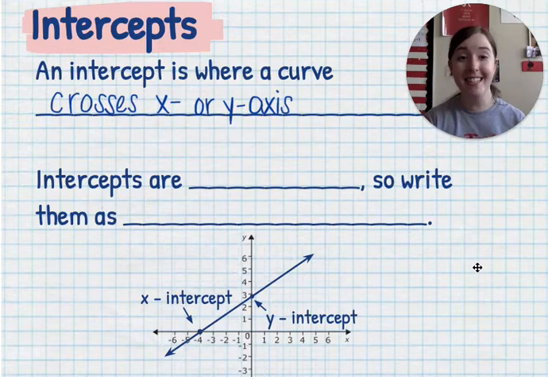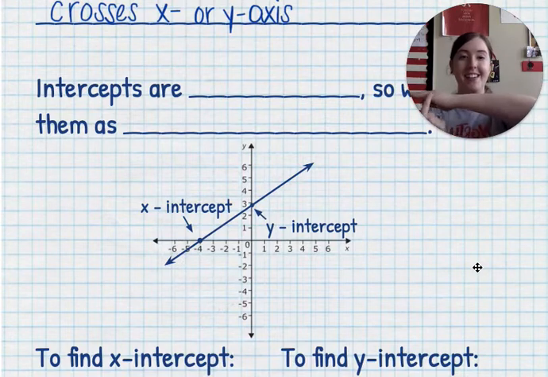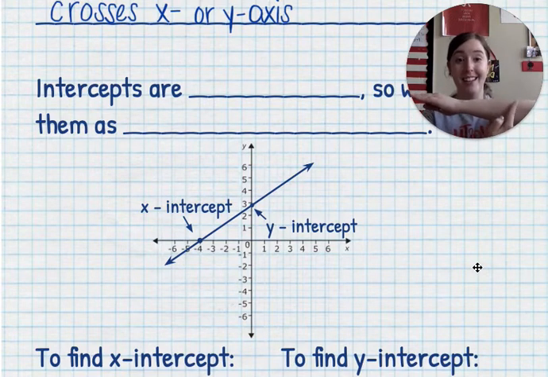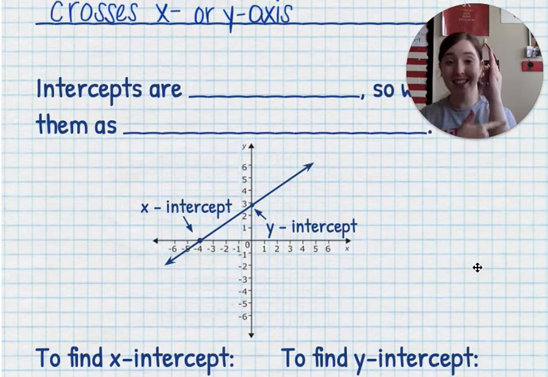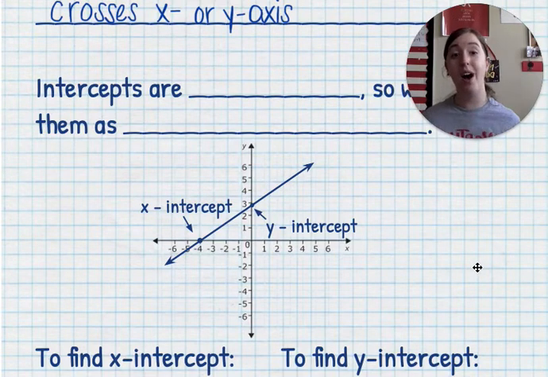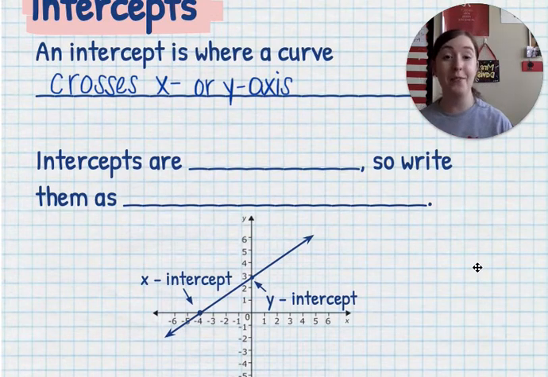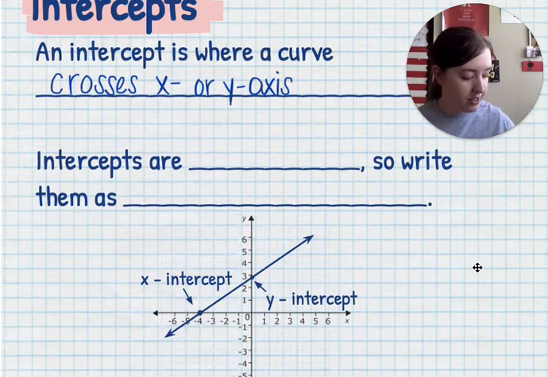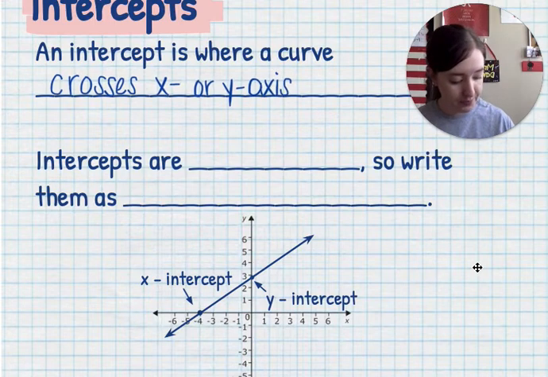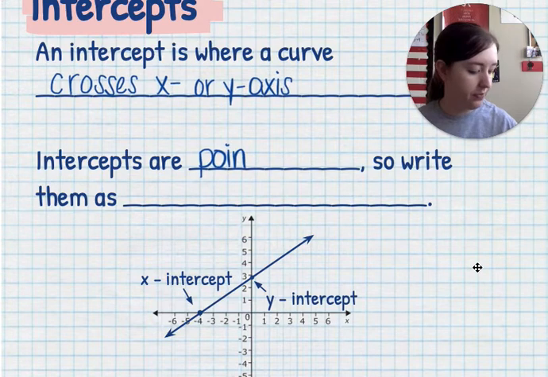So as we can see down here in our graph, we have that x-axis. Along that x-axis, there's a point, and where my graph crosses that x-axis, that point is my x-intercept. Along my y-axis, that point where my graph crosses my y-axis is called my y-intercept. So one thing that would really be helpful to remember is that intercepts are points. They're a location on that graph.